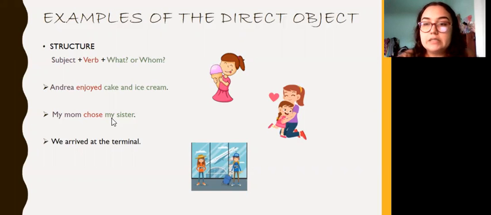In the following example, we can see that the verb is an intransitive verb. We arrived at the terminal. So in the sentence, we do not have a direct object since this verb is not of action. At the terminal does not answer what or who. Arrived is an intransitive verb.